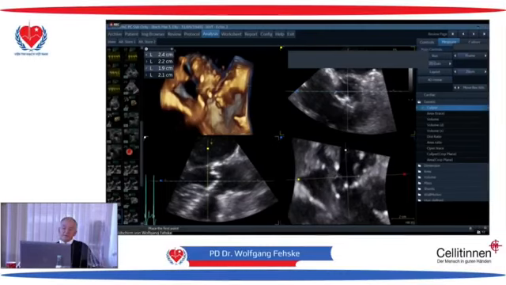You see these values here, and then you must simulate how you put in a valve. The problem is still also in this patient that you have this subaortic muscular rib here.